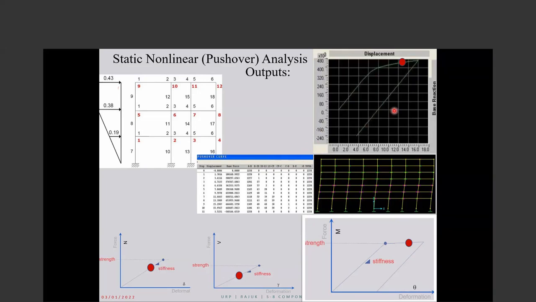For example, here, this is 0, 0. We say push it to, for example, 20 centimeters. But it seems that it can't pass 16 centimeters. So we say that this building doesn't withstand that level of earthquake.